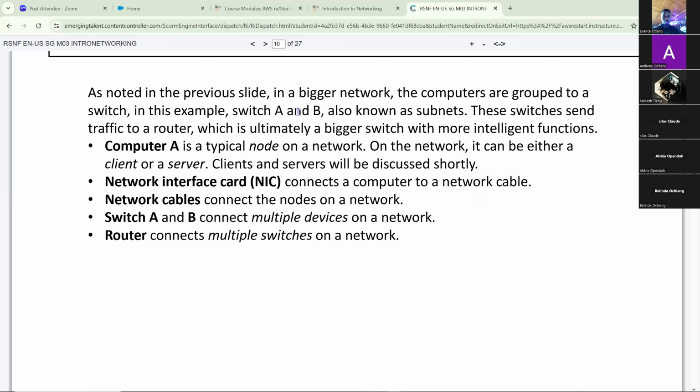Where is Rija? Rija was telling me he is a network engineer. It was Rija Masalem. One of you is a network engineer. So tell us, what is a subnet?